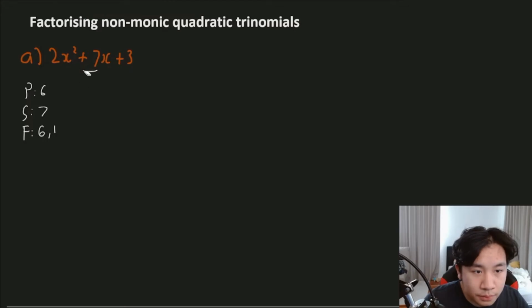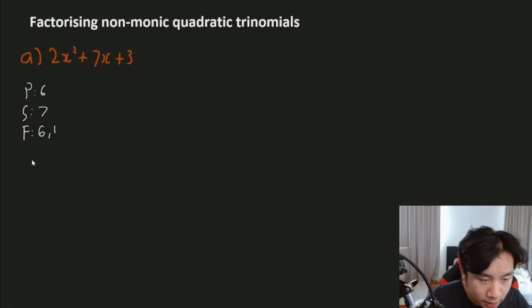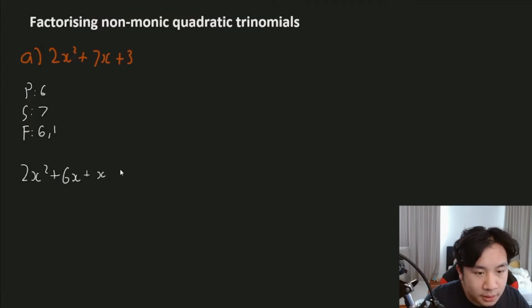So here's what you do. You want to split the middle number into its factors. And I'll show you what I mean. So I'm going to write this as 2x squared, and the factors I have are 6 and 1. So I'm going to split this into 6x and x plus 3. So it's the same as the original expression, but I've just split the middle number, so this 7, into 6 and 1.